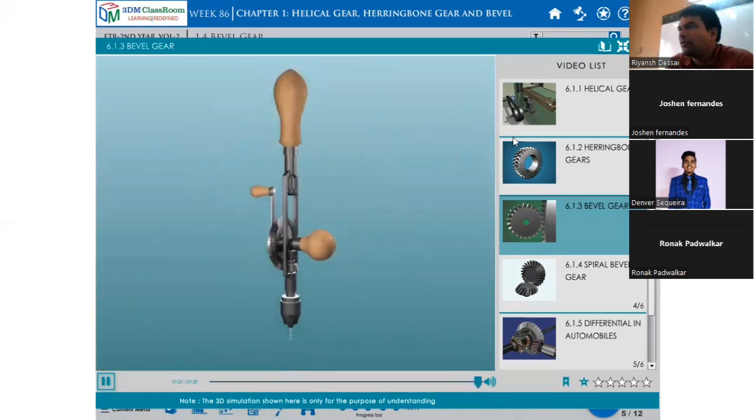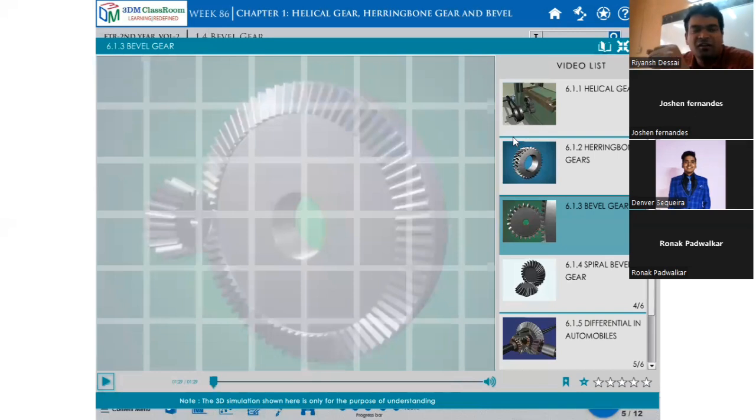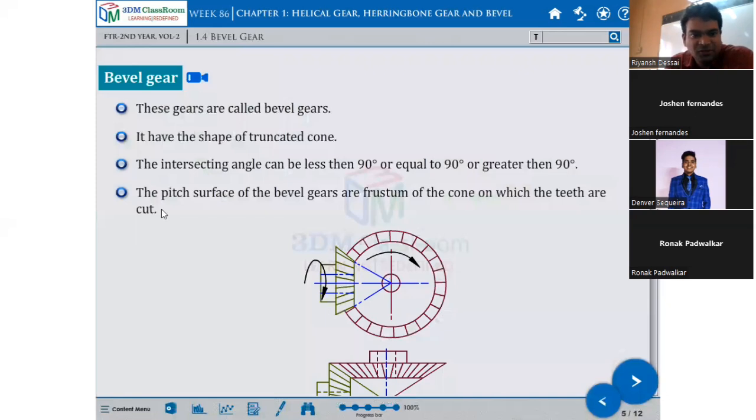This is the best example of bevel gear. These gears are called bevel gears. They have the shape of a truncated cone. The intersecting angle can be less than 90 degrees, equal to 90 degrees, or greater than 90 degrees. The pitch surfaces of the bevel gears are frustums of cones on which the teeth are cut.